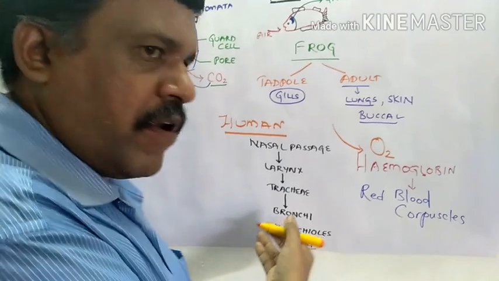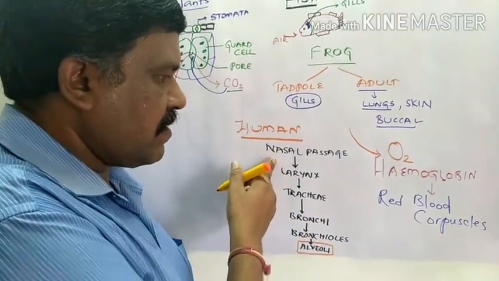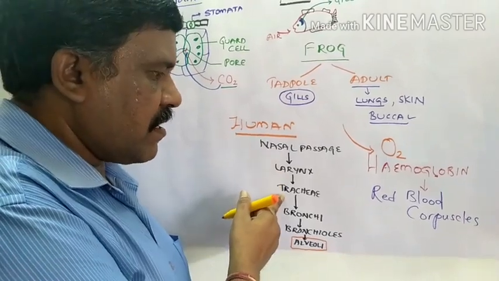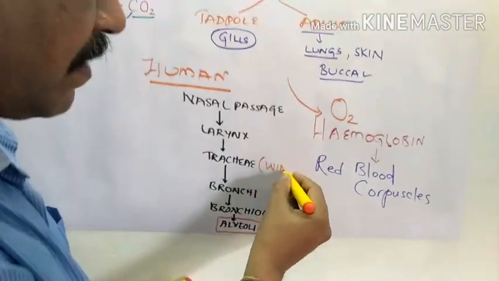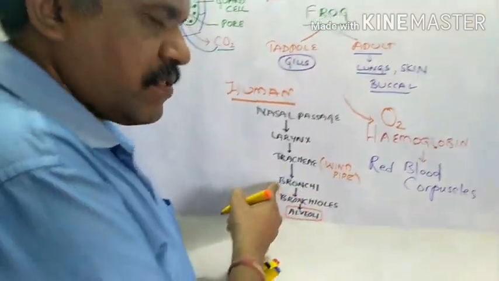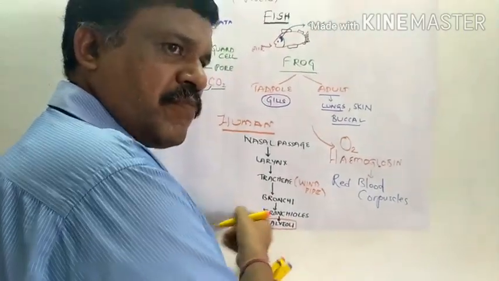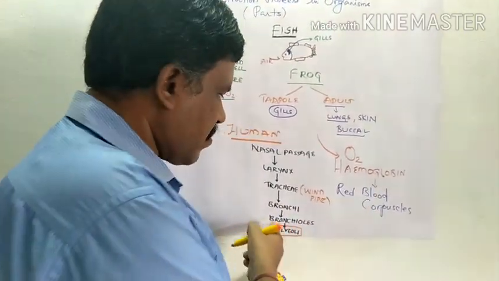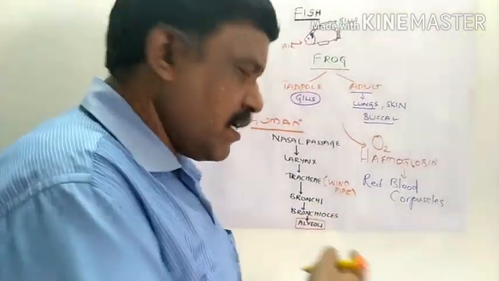Now, in the case of the human body, this is the passage. The air passes through the nasal passage and enters the larynx, and from there to the trachea. The trachea is called the windpipe, my dear. From there, it enters into the bronchi. Bronchi are further subdivided into small filament-like structures called bronchioles, and bronchioles finally end up with air sac-like structures called alveoli.